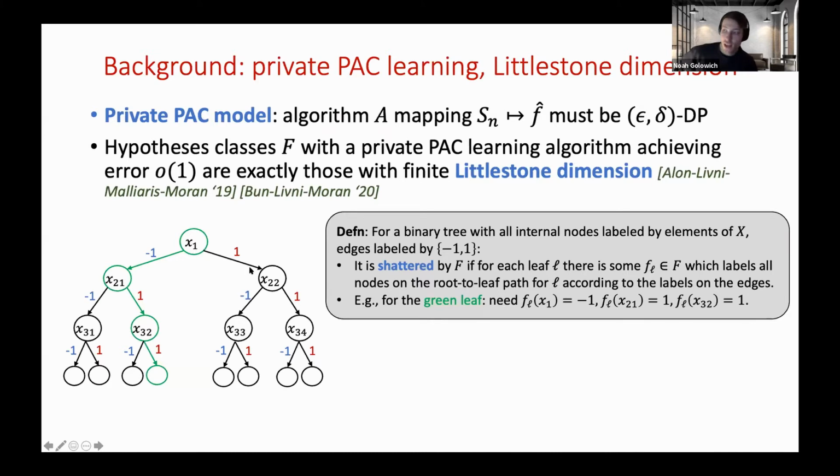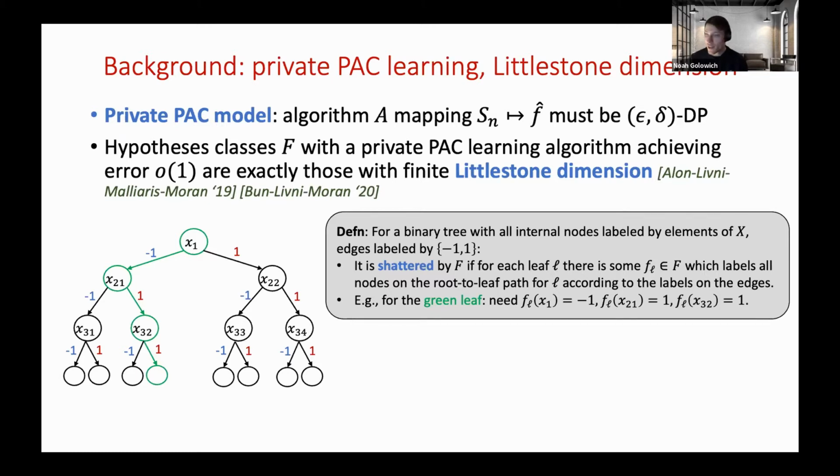And we say that this tree is shattered by a hypothesis class F if for each leaf L of the tree, there is some hypothesis f_L, which labels each node on the root-to-leaf path corresponding to the leaf L according to the label on the edge coming out of each respective node.